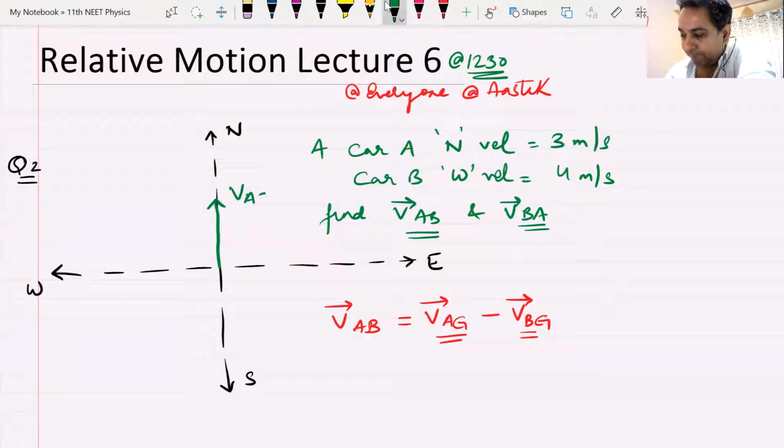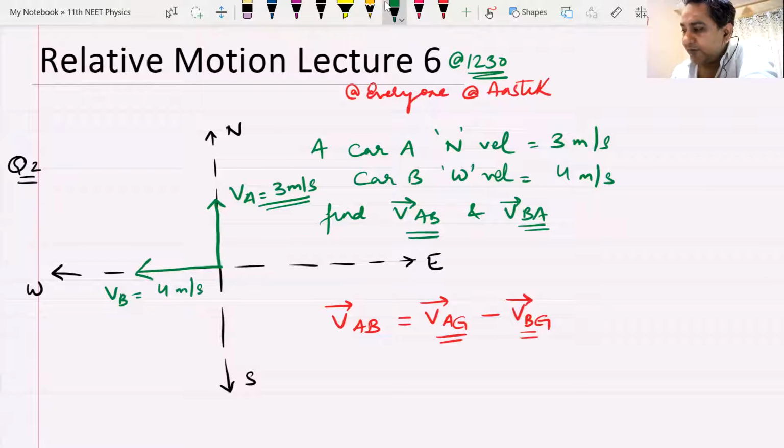Velocity regarding the north and velocity in the westward direction. So velocity of A is 3 meter per second like this, and velocity of B is 4 meter per second like this. Am I correct, Niharika? Yes, sir. Okay, and we must also know that we have vectors in this direction.